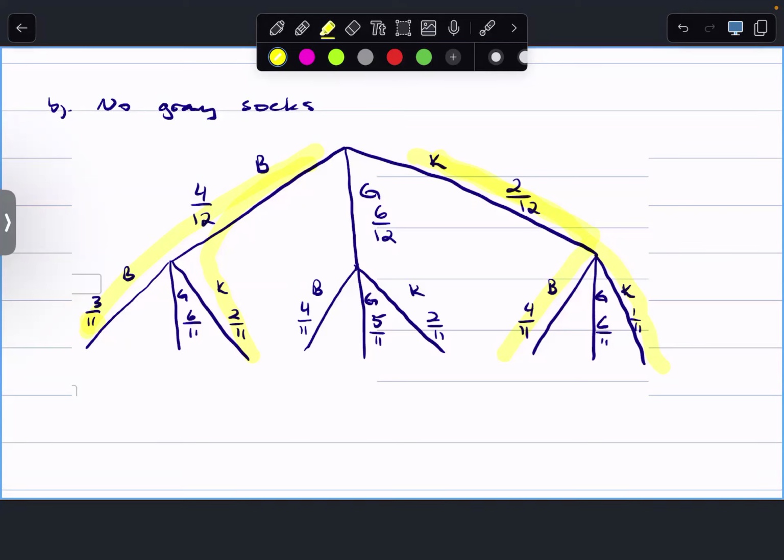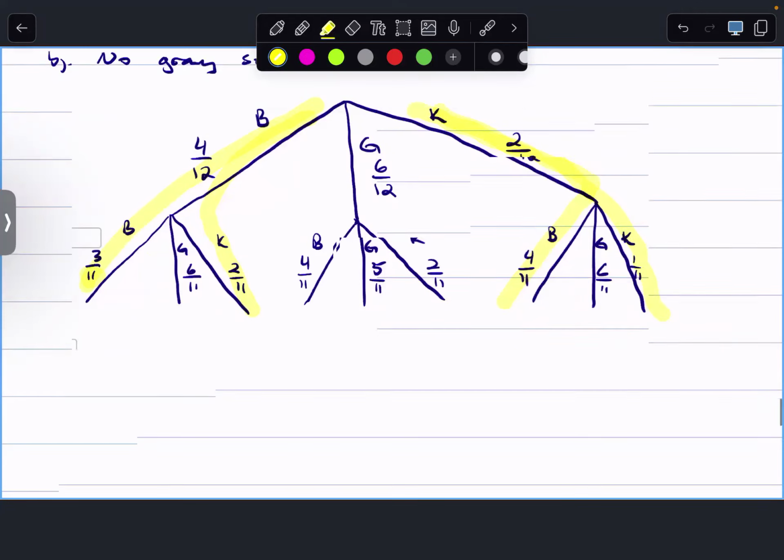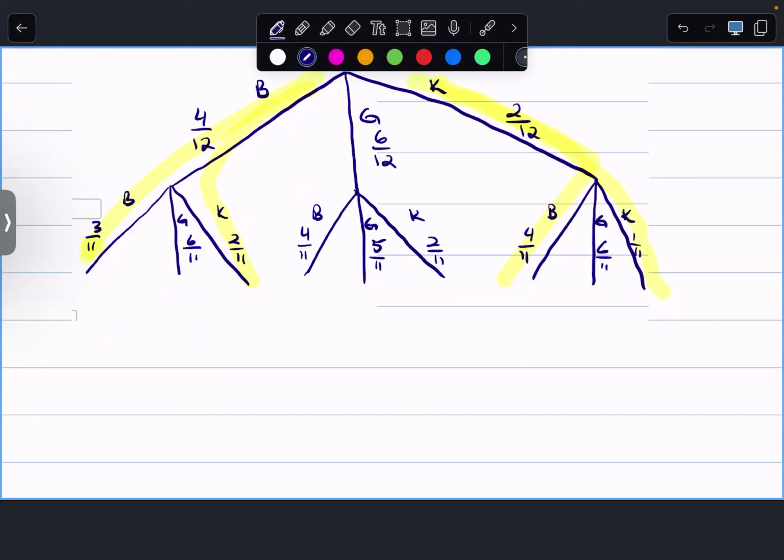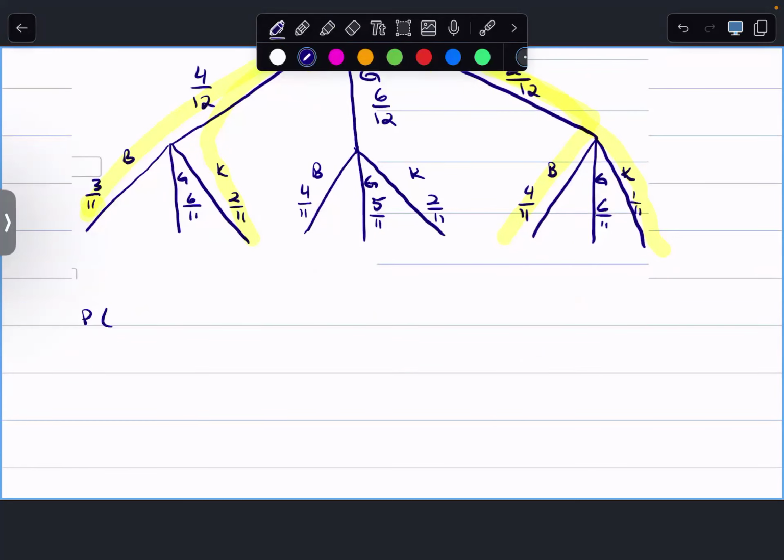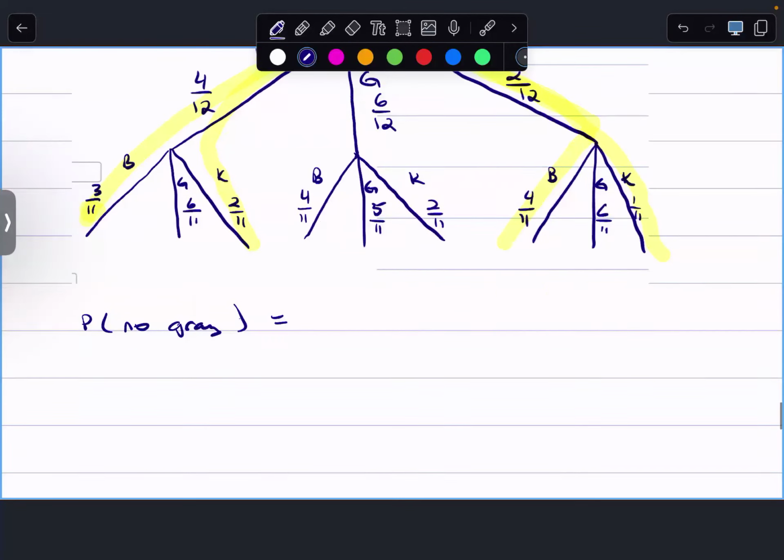So you can find the probabilities at the end here and add them all up. The probability of no gray is the probability of BB plus, I'm going to get lazy, BK plus KB plus KK. These should all have probabilities around them. Okay.